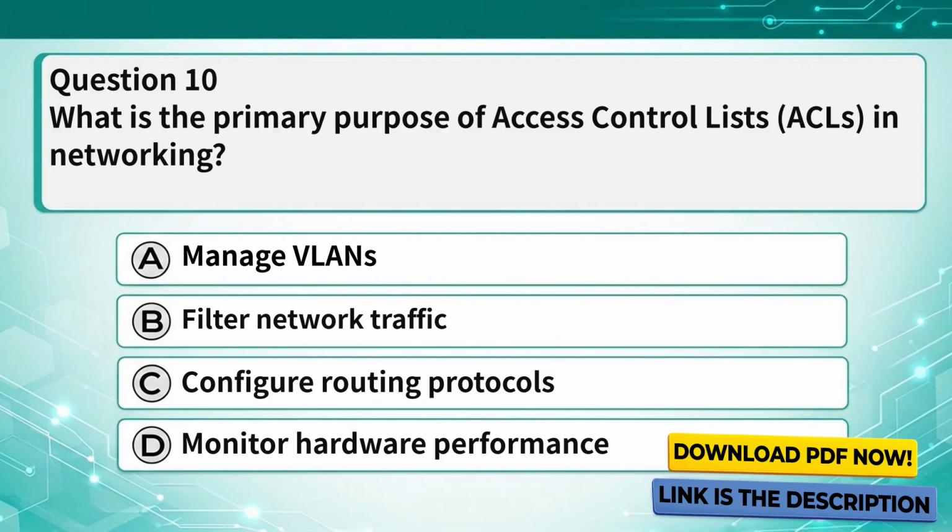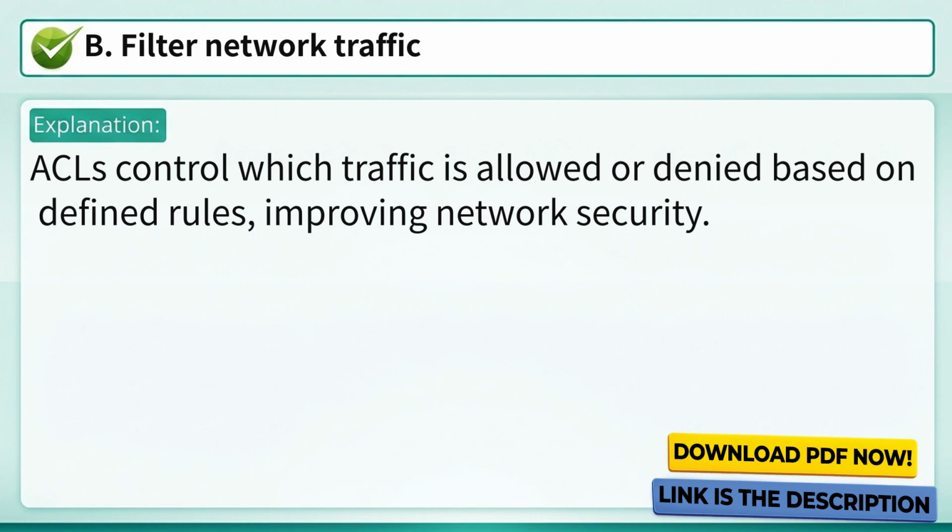Question 10. What is the primary purpose of access control lists, ACLs, in networking? A. Manage VLANs. B. Filter network traffic. C. Configure routing protocols. D. Monitor hardware performance. Correct answer, B. Filter network traffic. Explanation: ACLs control which traffic is allowed or denied based on defined rules, improving network security.